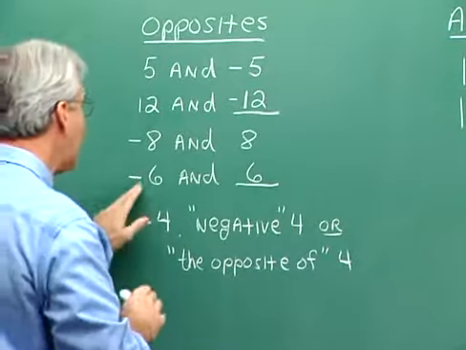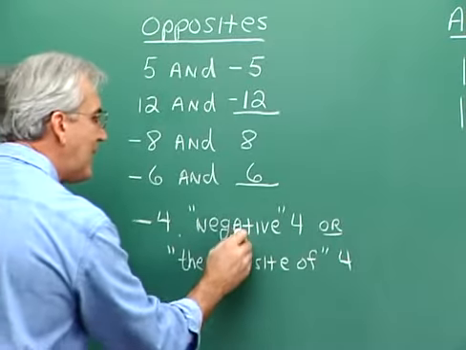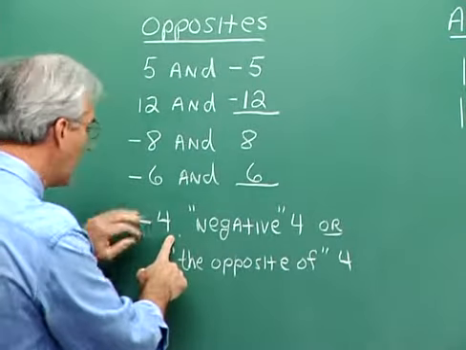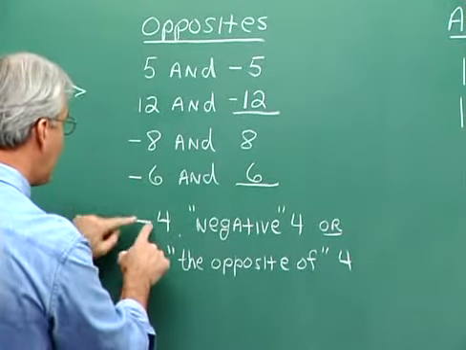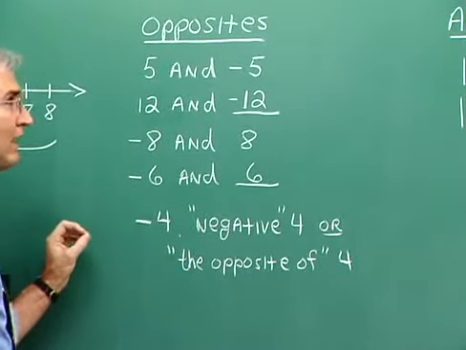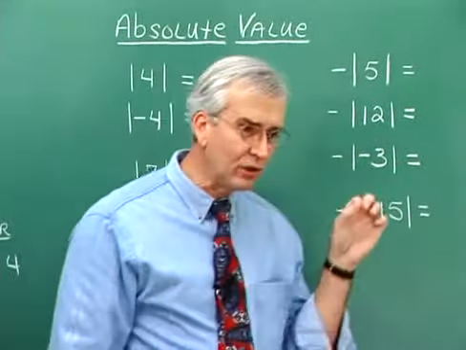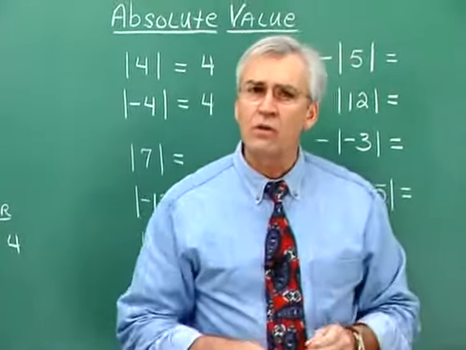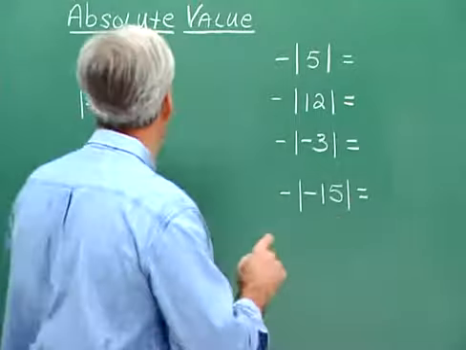Now, when we say negative 4, it can be read as negative 4, or it could be thought of as the opposite of positive 4. The opposite of 4 is negative 4. So we can read this as negative 4 or the opposite of 4. Now, that's an important thing when we talk about the next topic, which is absolute value. Absolute value is just a fancy word for distance from 0 on the number line. How far from 0 on the number line is the number within this symbol?